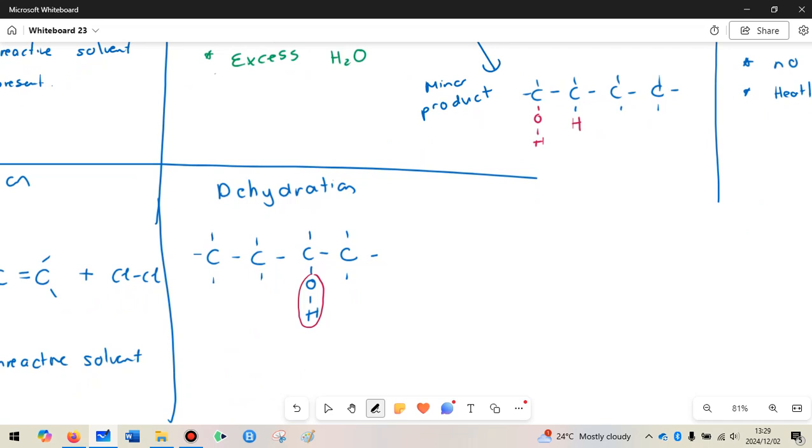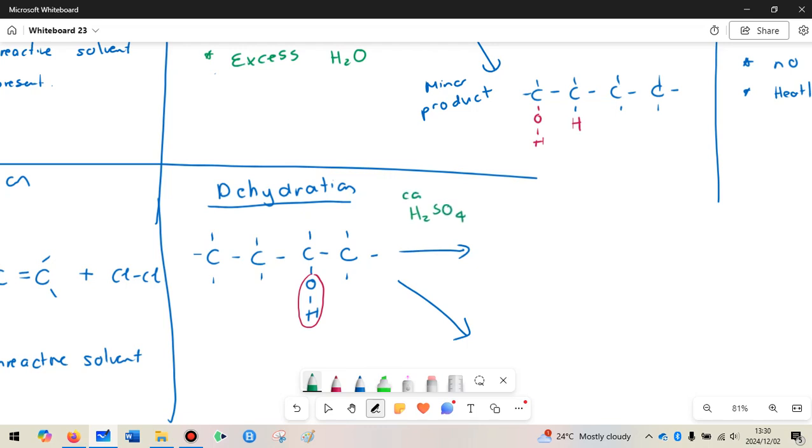Now, the same thing is going to happen here. This time we are removing water though. Remember what I said earlier: if you have anything to do with water, adding water or removing water, your catalyst is sulfuric acid. Concentrated sulfuric acid in this case, or you could also use phosphoric acid.